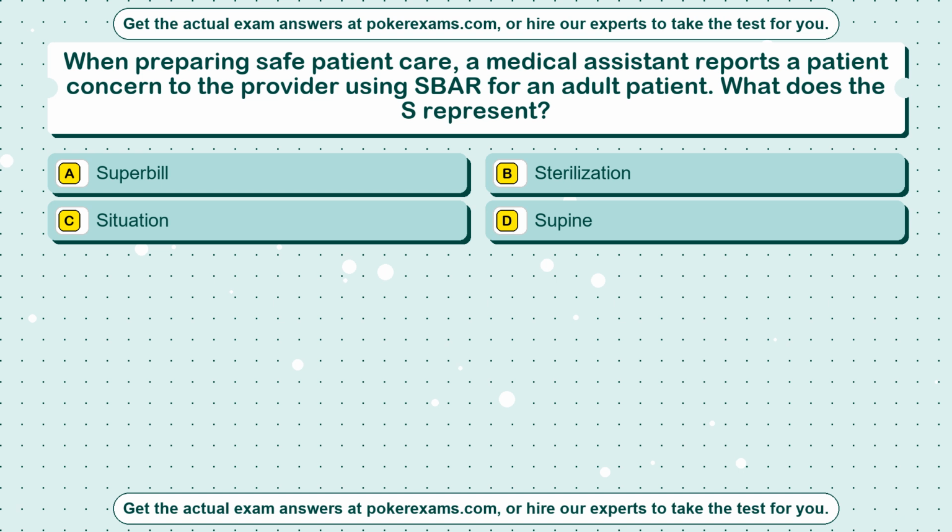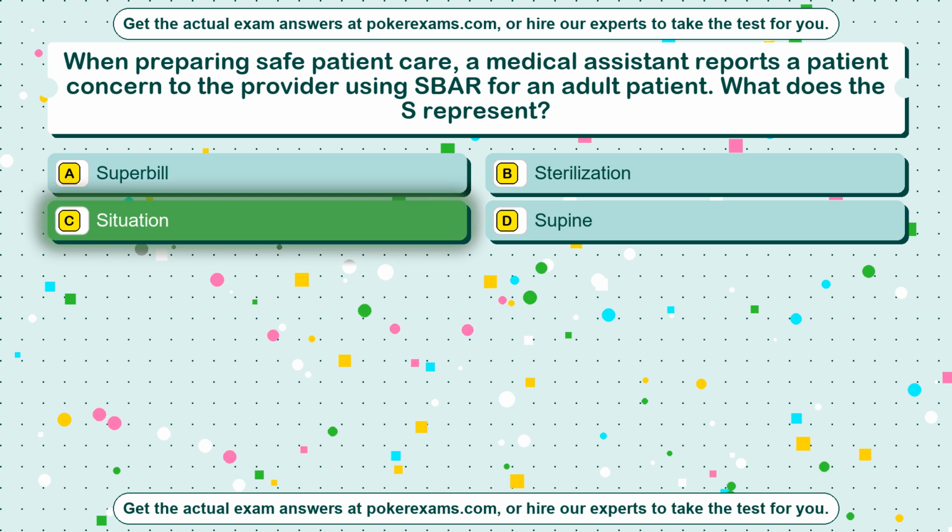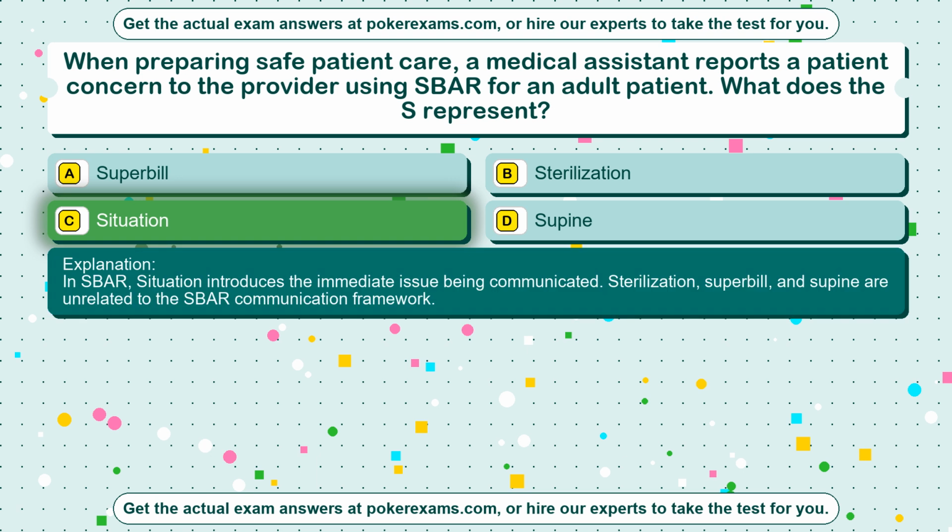Option A. Superbill. Option B. Sterilization. Option C. Situation. Option D. Supine. The correct answer is option C. Situation. In SPAR, situation introduces the immediate issue being communicated. Sterilization, superbill, and supine are unrelated to the SPAR communication framework.